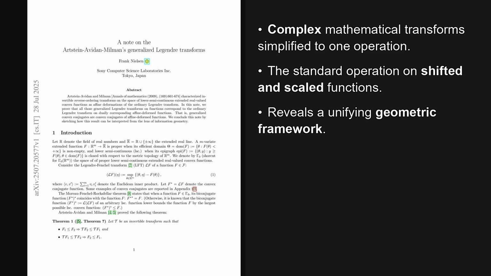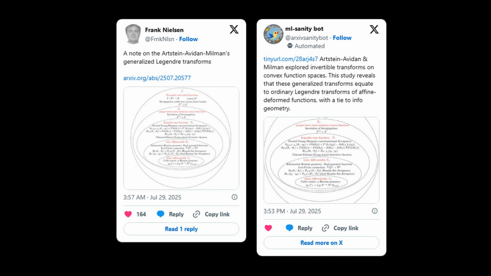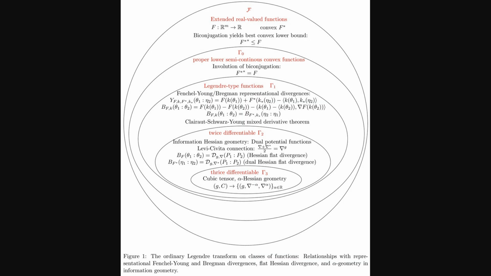Essentially, the work clarifies that these supposedly generalized transforms are just different geometric expressions of a single, fundamental operation. And the community on X is definitely picking up on that connection to information geometry. The main discussion online seems to be focused on this core finding, that these generalized transforms are equivalent to the ordinary Legendre transform, just applied to what are called affine-deformed functions. Essentially, functions that have been mathematically shifted, or scaled. People are highlighting this simplification, and especially the link to information geometry, which provides a much clearer, more intuitive framework for understanding these relationships.